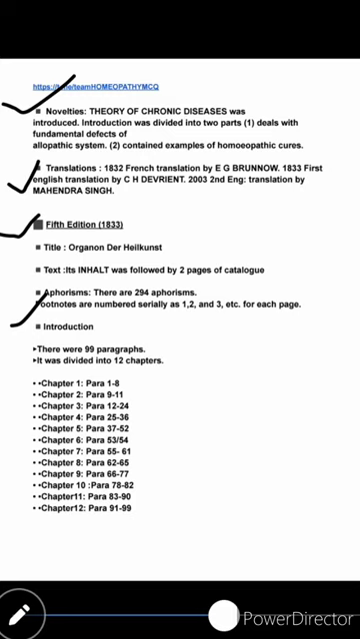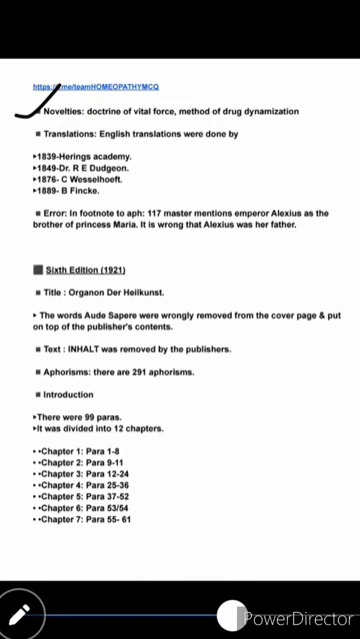Now the fifth, it is known as the Agamprove edition. It was published in 83. It published in 1800, at Cothen, Hahnemann was sold.